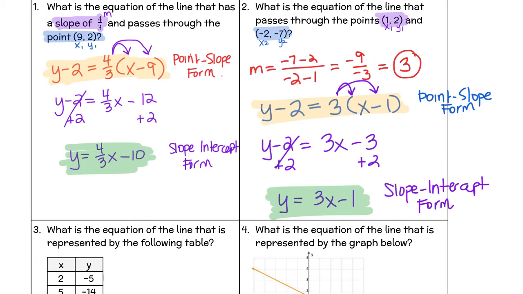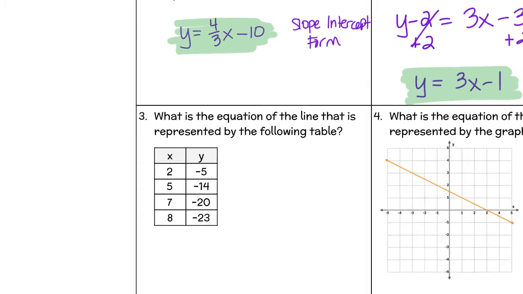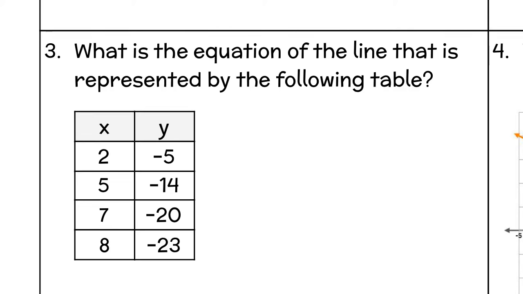Okay, now let's look at our table. The question says, what is the equation of the line that is represented by the following table? So I need to start off by finding slope. I'm just going to use the first 2 points that are on here, x1, y1 for my first point, x2, y2 for my second point.